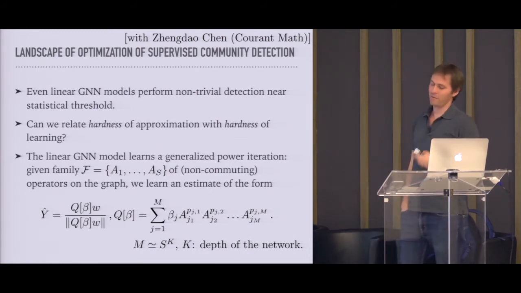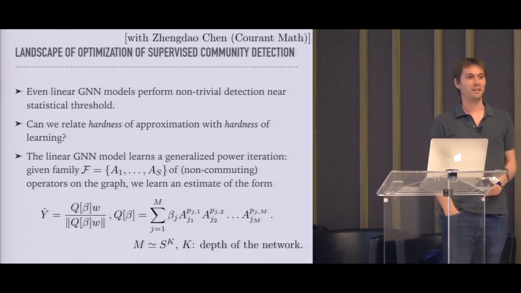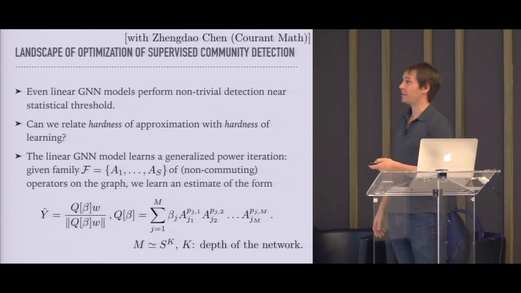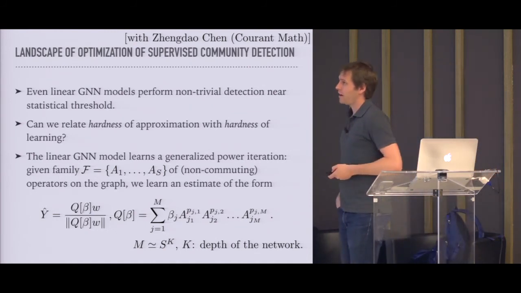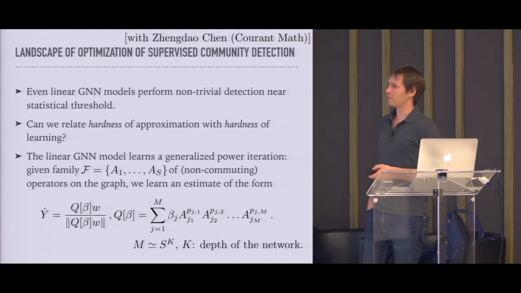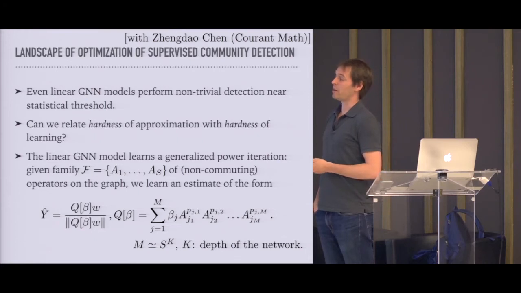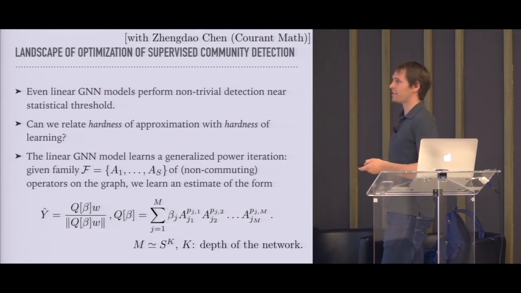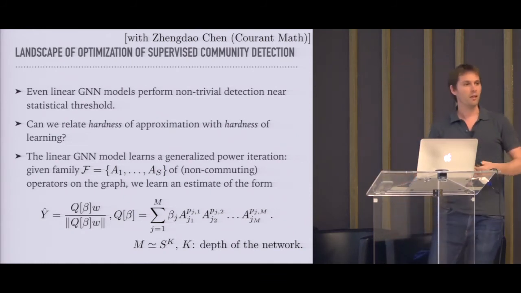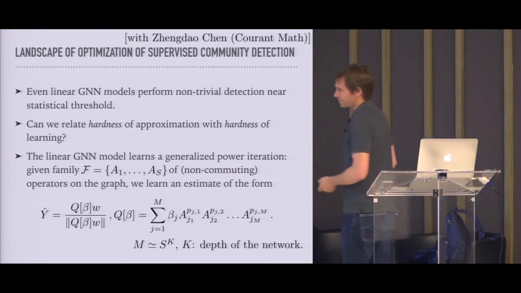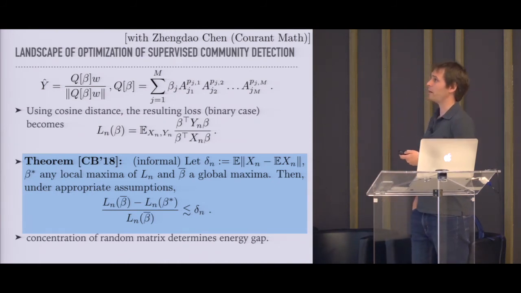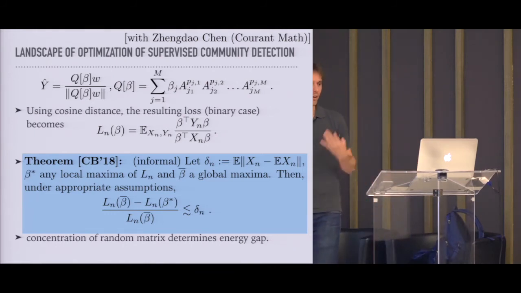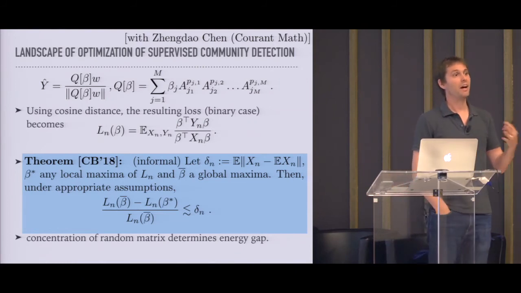Because we want to do some analysis, we have to start with something that is not too hard. So we start with the linear model, which is actually not a stupid model, because as I showed, it already performs reasonably well. In that case, we can write our estimator as a kind of fancy power iteration parameterized by a vector of parameters, which collects the coefficients of our polynomial. Given this estimator, we can define our loss, and it turns out this loss can be expressed in a way that can be analyzed reasonably well.